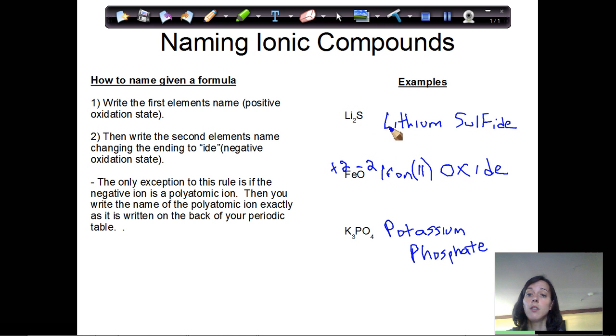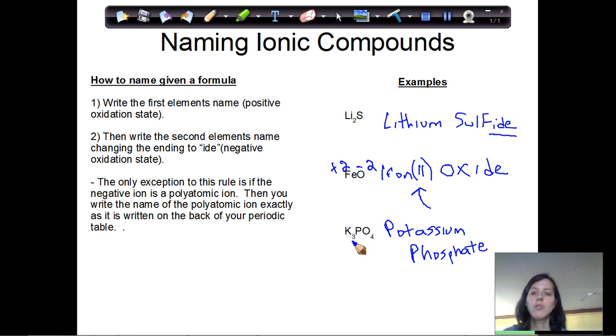This one's simple. Lithium doesn't have multiple oxidation states, so you just call it lithium sulfide by changing the ending to IDE. Iron has multiple oxidation states, so you have to state what it is. Don't forget to do that. And we will change the ending to IDE. And lastly, if you have a polyatomic ion present, you would never change the ending of that. And the polyatomic ion, 98% of the time, is always going to be the last portion of the ionic compound.